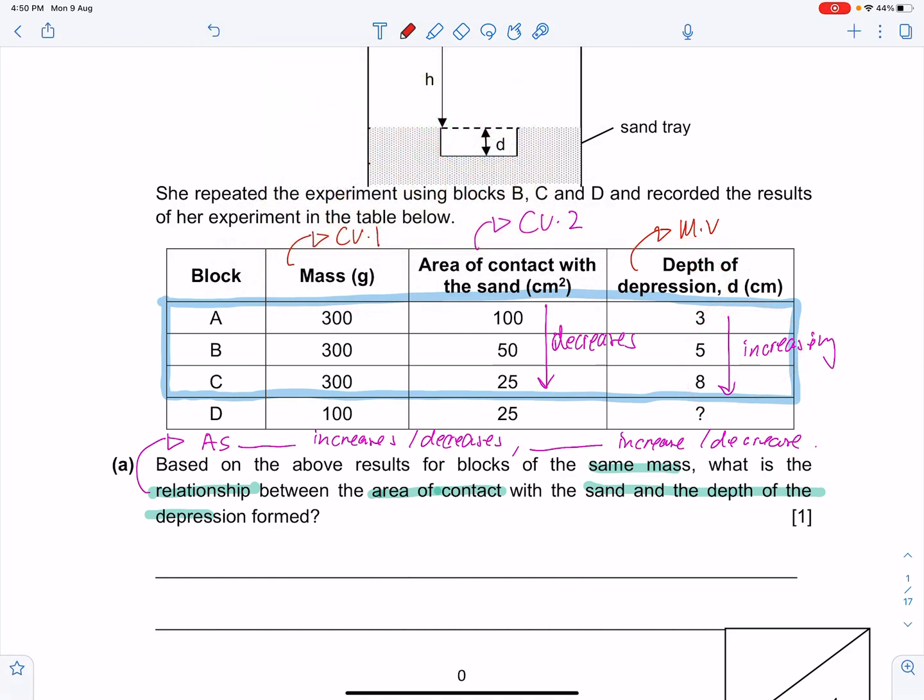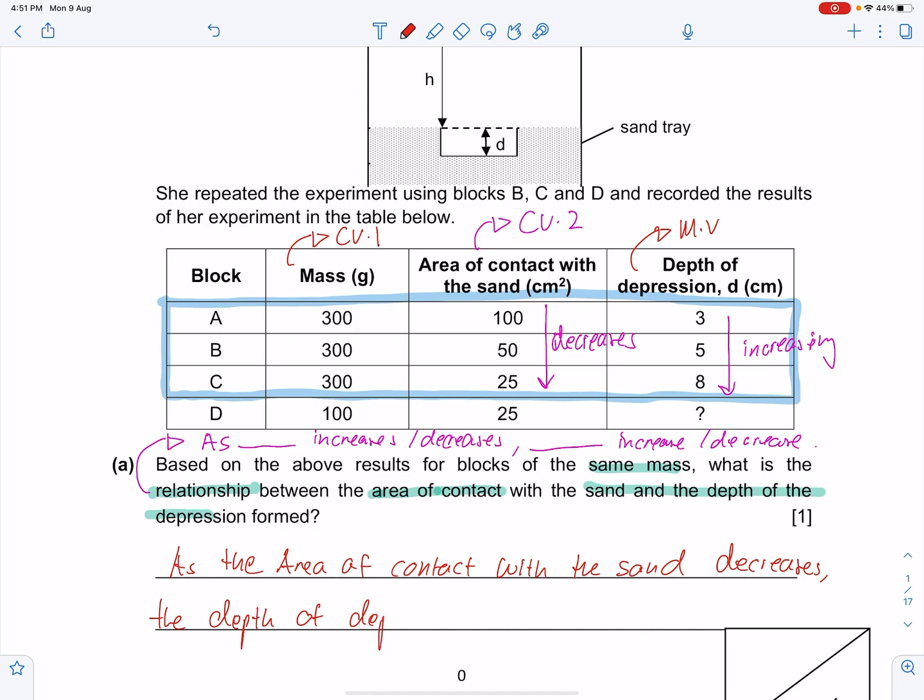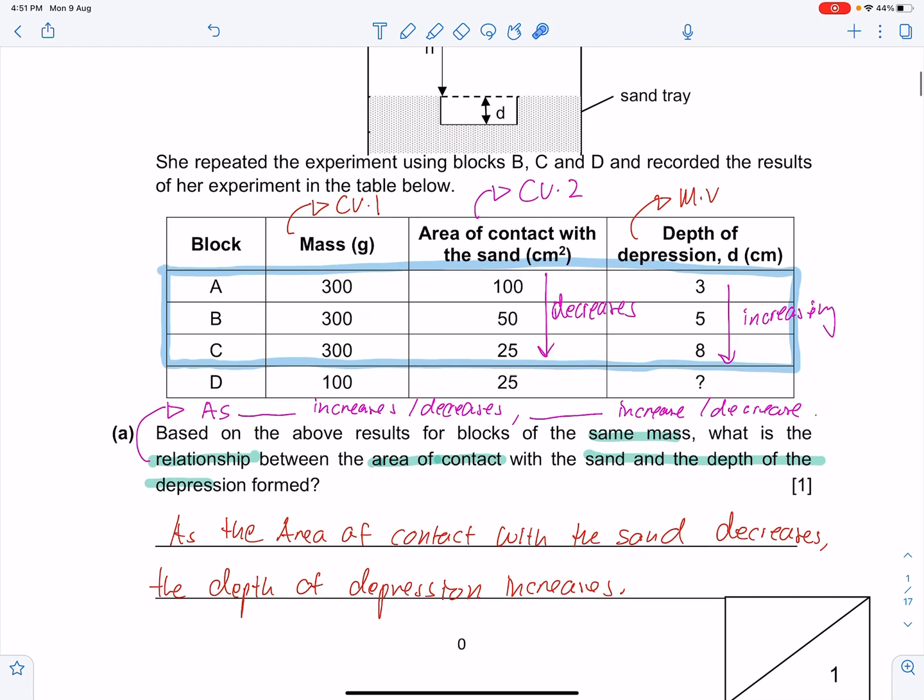So if I'm going to pen it down, it would look like: as the area of contact with the sand decreases, the depth of depression increases. Alright, so this follows the format of the earlier sentence framework that I told you about when it comes to relationship questions.